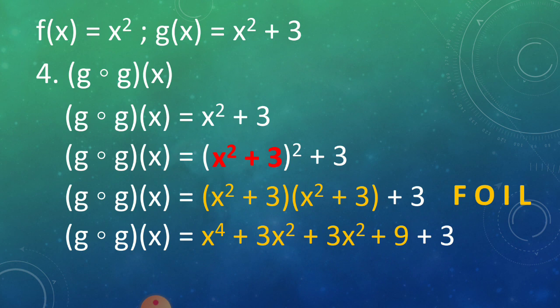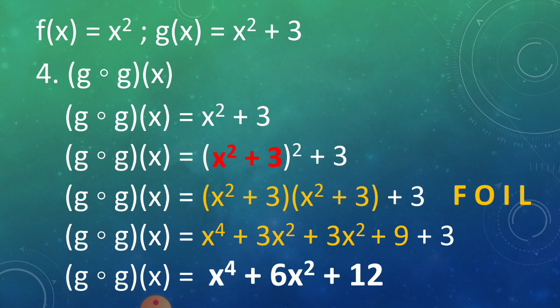Then copy plus 3. So combine the similar terms. We have 3x squared and another 3x squared. Then we also have 9 and 3. So copy x raised to 4. Then 3x squared plus 3x squared is equal to 6x squared. Then 9 plus 3 is equal to 12. Therefore, g composed with g of x is equal to x raised to 4 plus 6x squared plus 12.